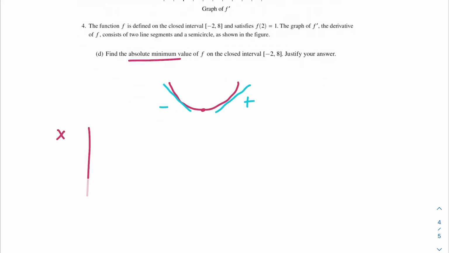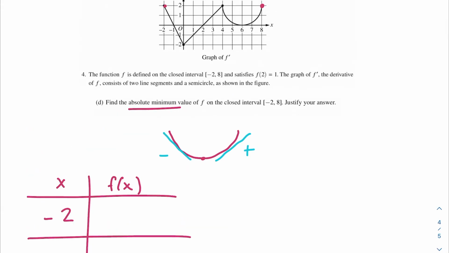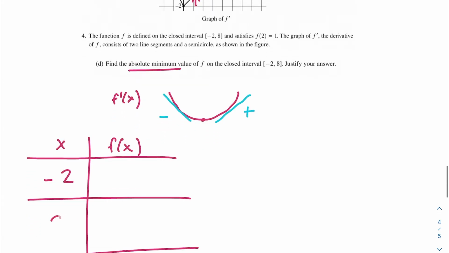So we have x and then we have f of x. So -2 is 1, and then 8 is also 1. Okay. Next, what we need to look for is where f prime of x goes from negative to positive. So where does f prime of x go from negative to positive? It looks like at the point 2, we go from a negative f prime of x to a positive f prime of x. So I would say that would be another candidate here.